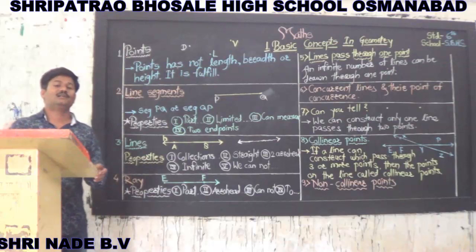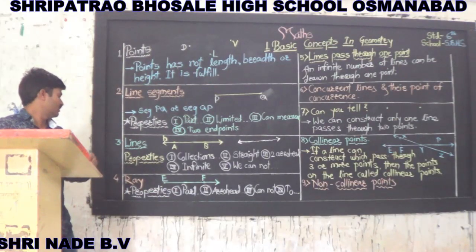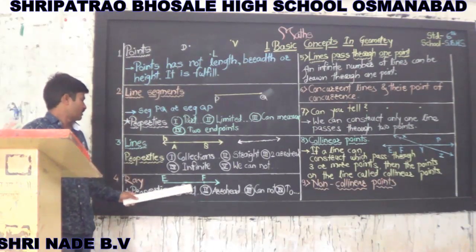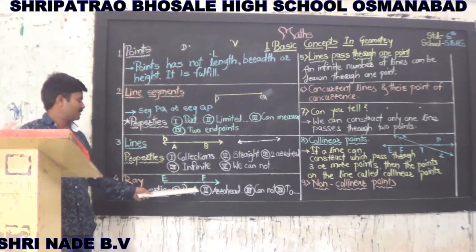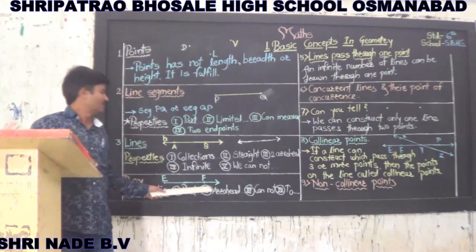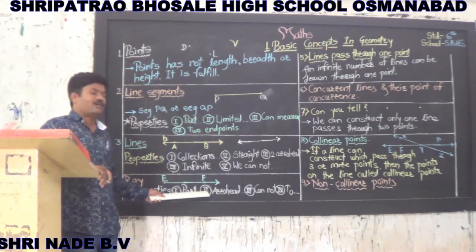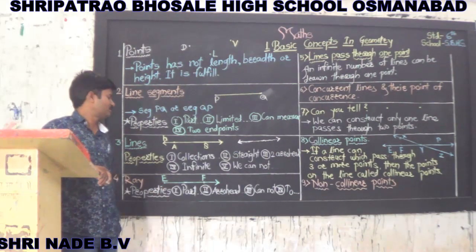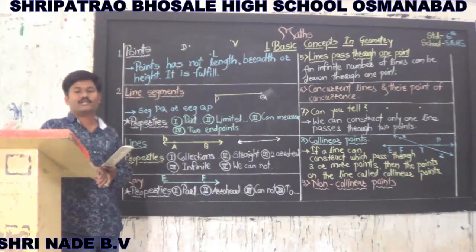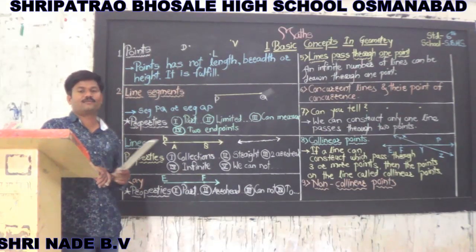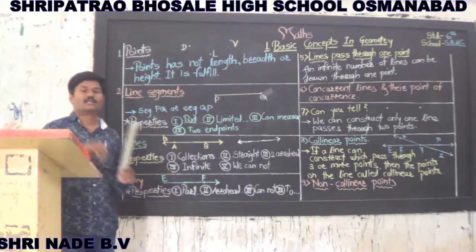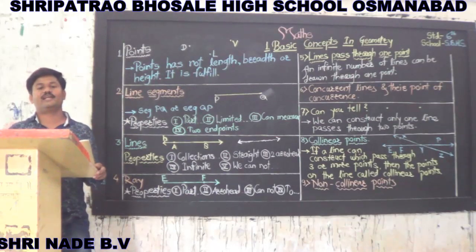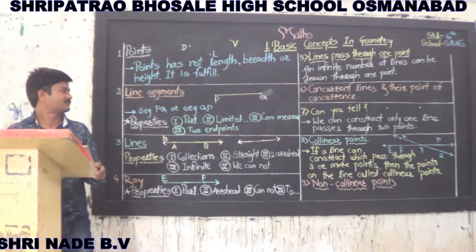Now we are looking at the properties of a ray. A ray is part of a line. Second, in the arrowhead direction, a ray is infinitely long. Third, we cannot measure a ray. Fourth, in naming a ray, the origin point is stated first.